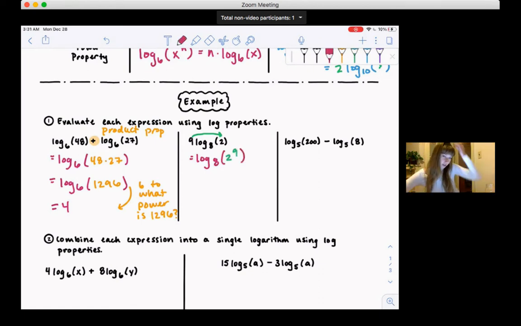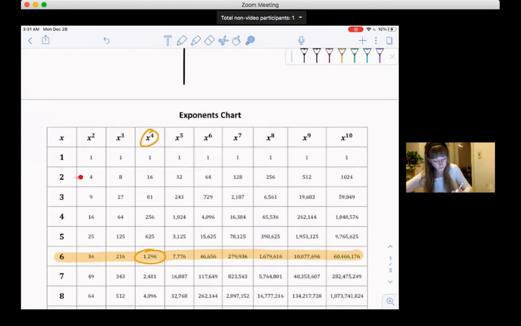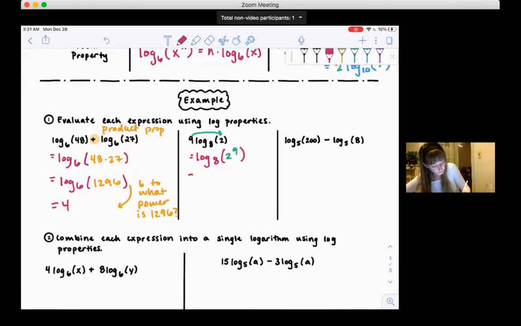Okay, we might not know 2 to the 9th power off the top of our heads, but we have an exponent chart that can help us. So let's look at our exponent chart. 2 to the 9th power is 512. So this is equal to log base 8 of 512.